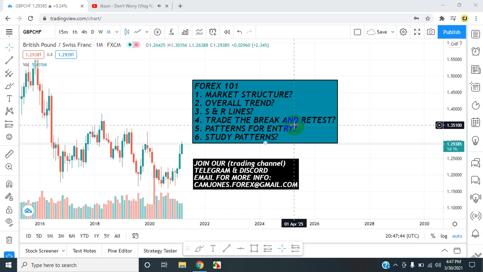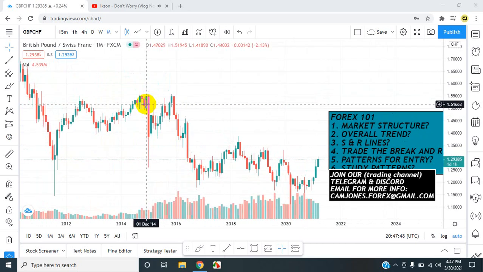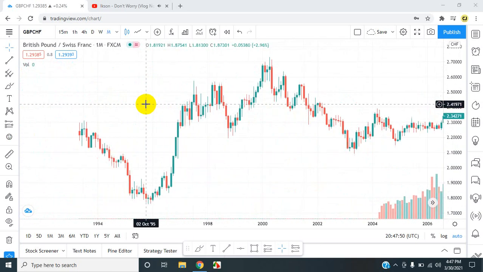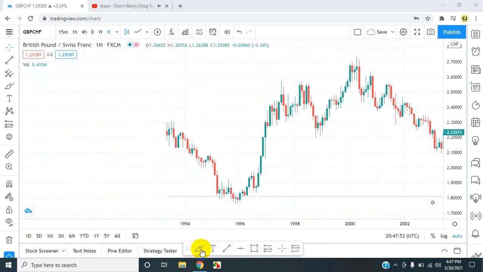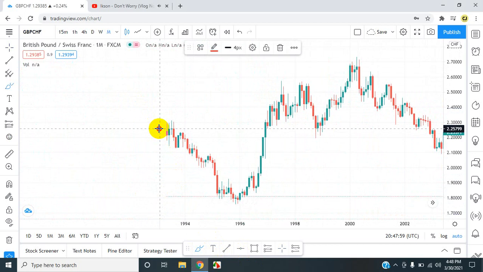Let's pick up for business. Okay guys, we are marking up GBP, CHF. Let's take a look at what's going on. So back in May of 93, the market started off right into an area of resistance.